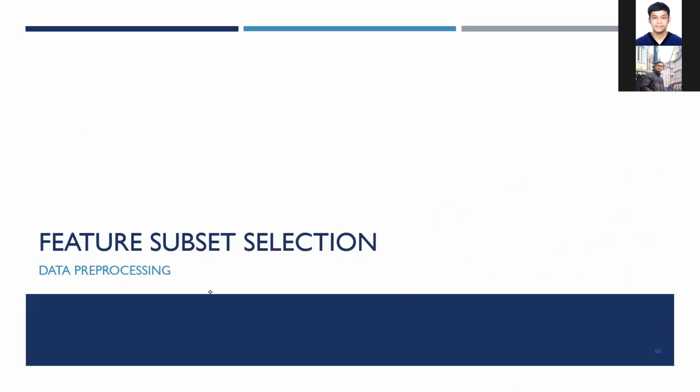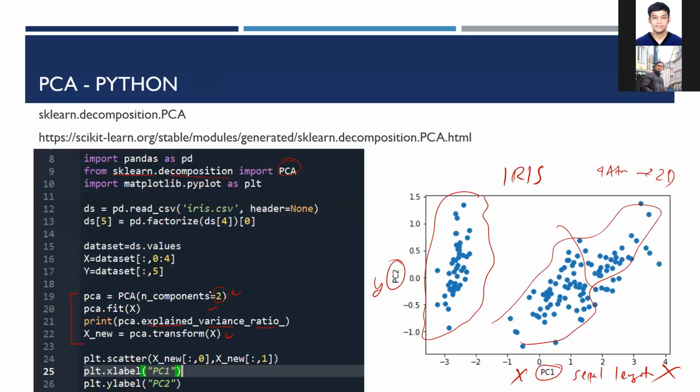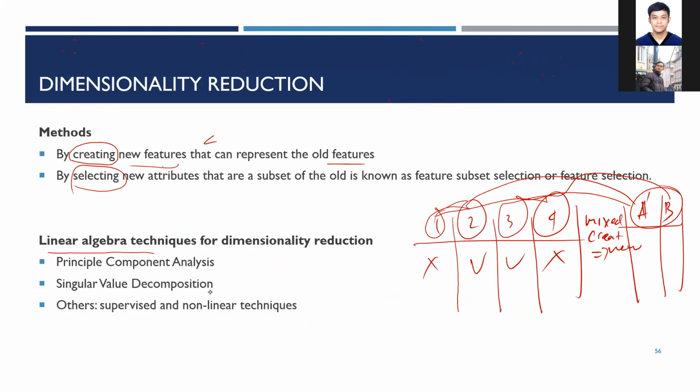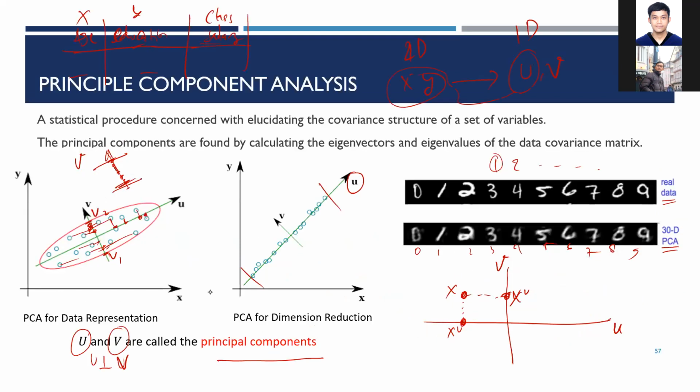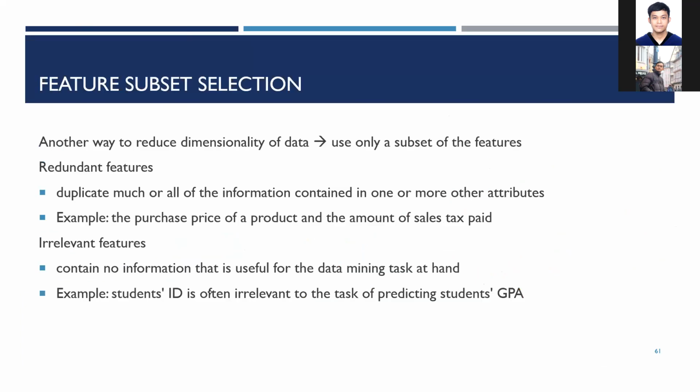Okay, then the next part is feature subset selection, how we choose some features. This one is different from PC features, which create new features. In this part we select only some features. This is another way to reduce the dimensionality of the data: we use only some features.